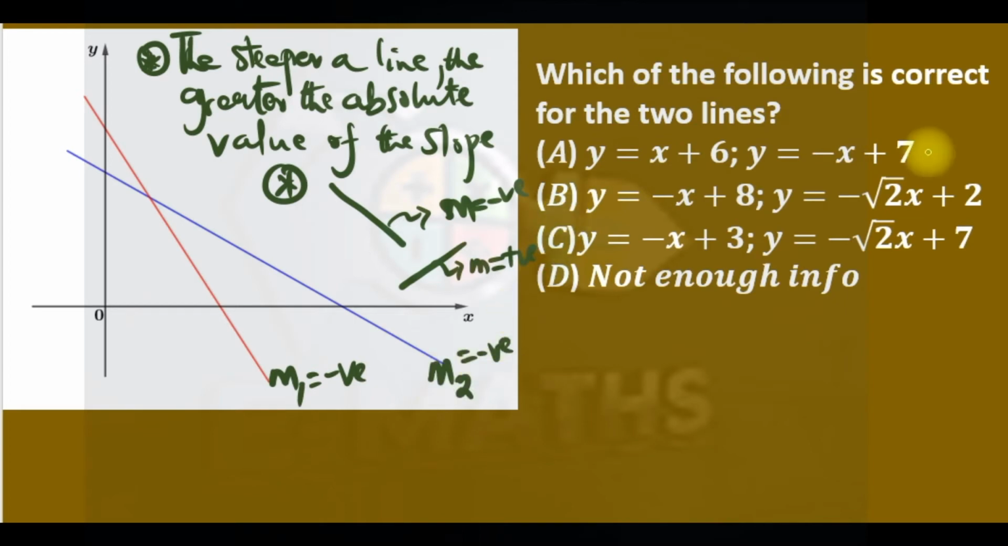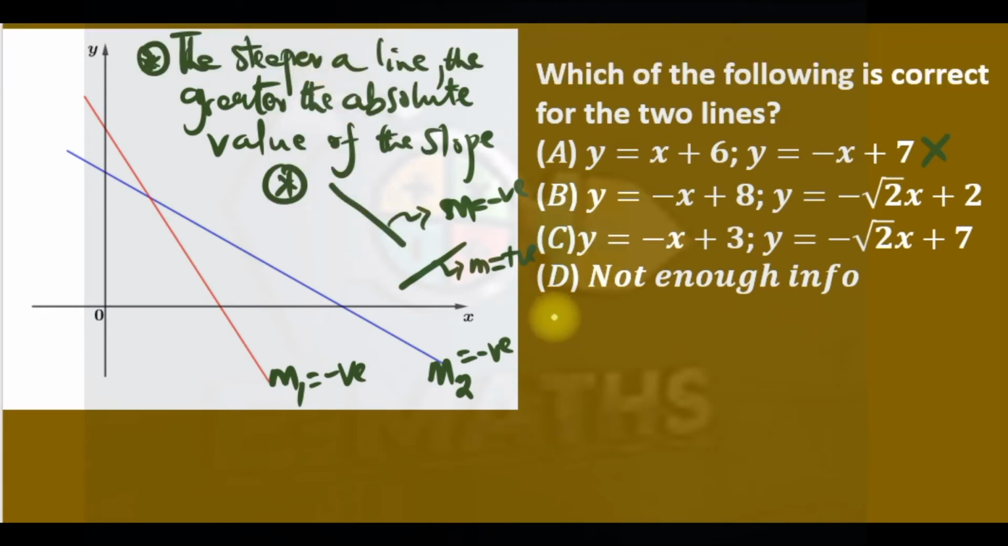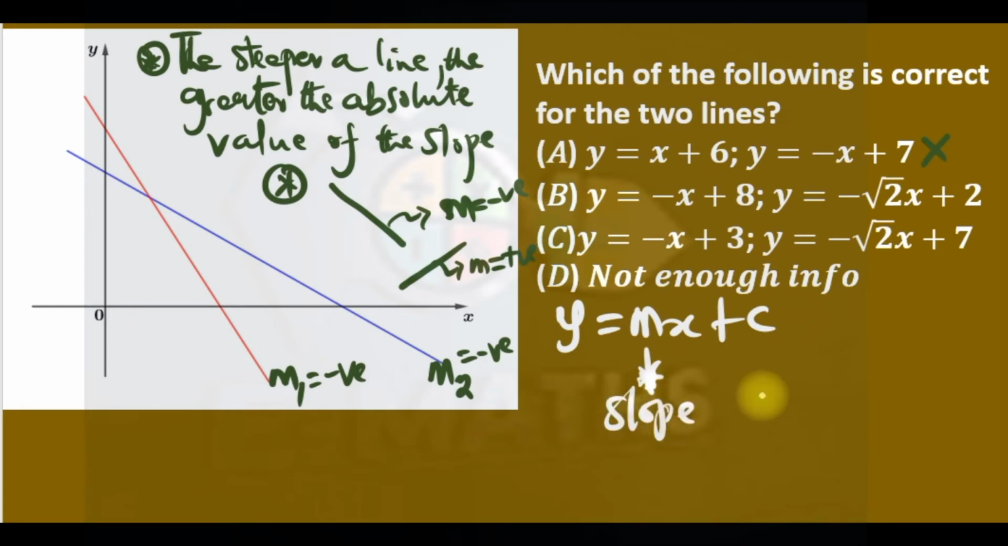Looking at the equation, you see that this is off. Remember, the slope-intercept form of a line: any equation of a line is given by y equals mx plus c, where m, the coefficient of x, is the slope, and c is the y-intercept. Do you get? From here, the slope is positive, so this is off. It's not part of the answer.